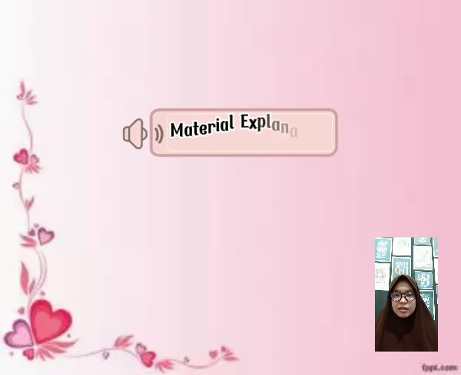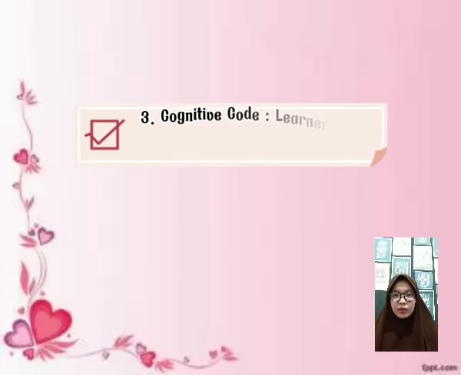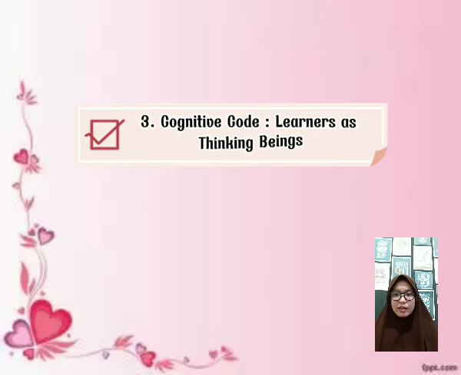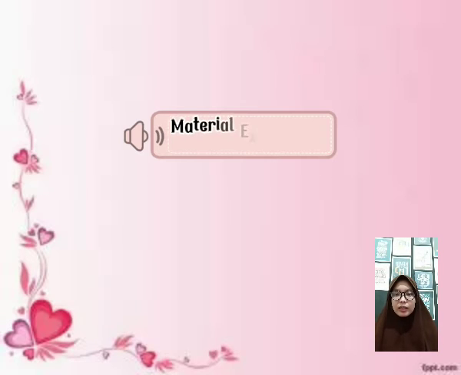Learning is not just habitual but a learning loop, a process by which individual experiences are used to formulate scientific hypotheses or conjure mental themes. Children are human beings who have their own creativity. The third, cognitive code. Learners as thinking beings. Students will learn when they are actively thinking about what they are learning.